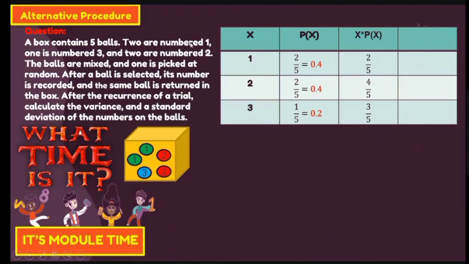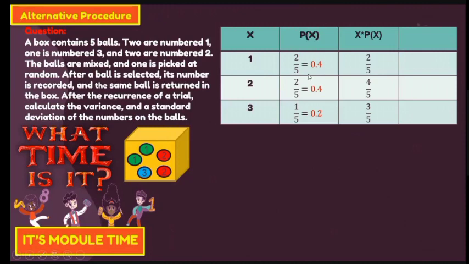Ito yung mga numbers ng balls natin. And then, for the probability of x, we have 2 over 5 for number 1. Consider nyo lang to, itong term na 2, and then you will have 2 over 5 pa rin. Consider nyo pa rin yung nakalagay na 2 are number 2. And then lastly, 1 over 5, ito naman, yung 1 is number 3. So, meron tayong 5 as denominator since we have 5 balls.